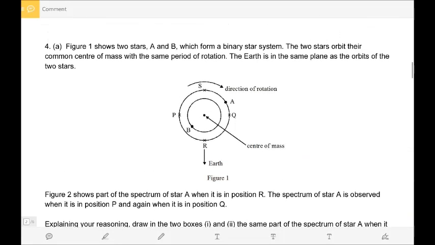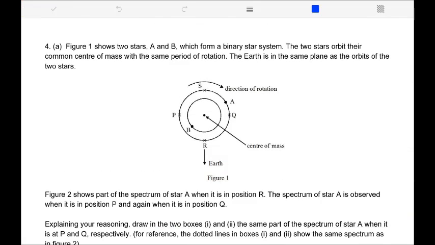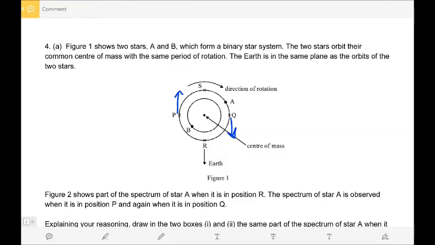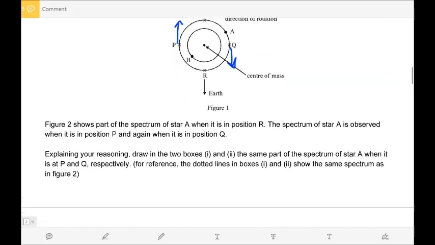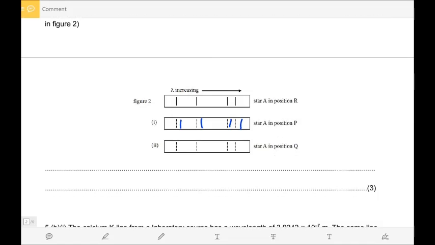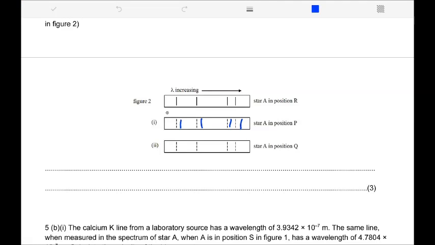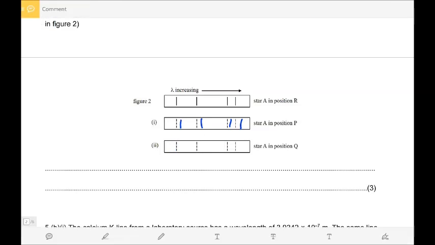What if it's at Q? Well, if it's at Q, it's now coming towards us. P is moving away from us. So it's now coming towards us at Q, which means that it's going to be blueshifted. So the wavelengths will actually be squashed slightly. So instead of the wavelength increasing, the wavelength will slightly decrease instead. These lines showing the decrease in wavelength.